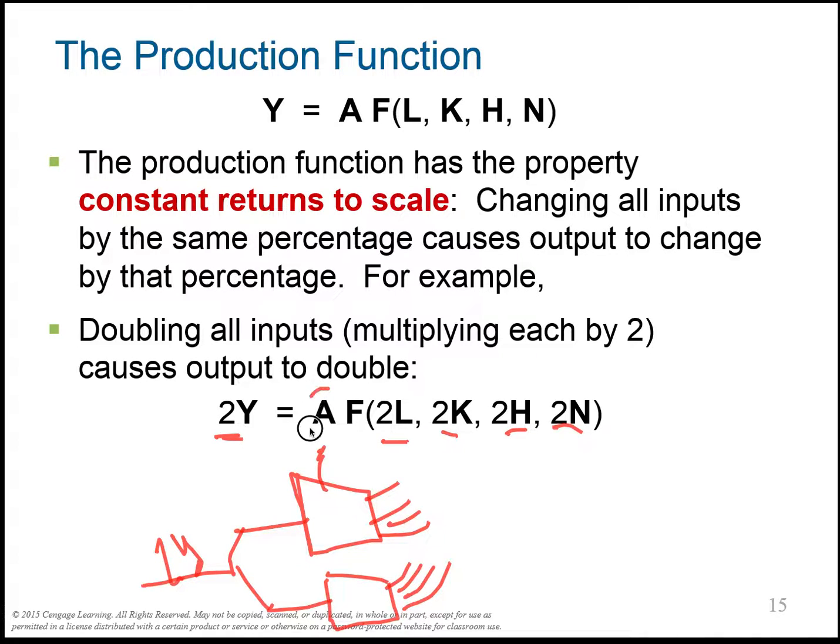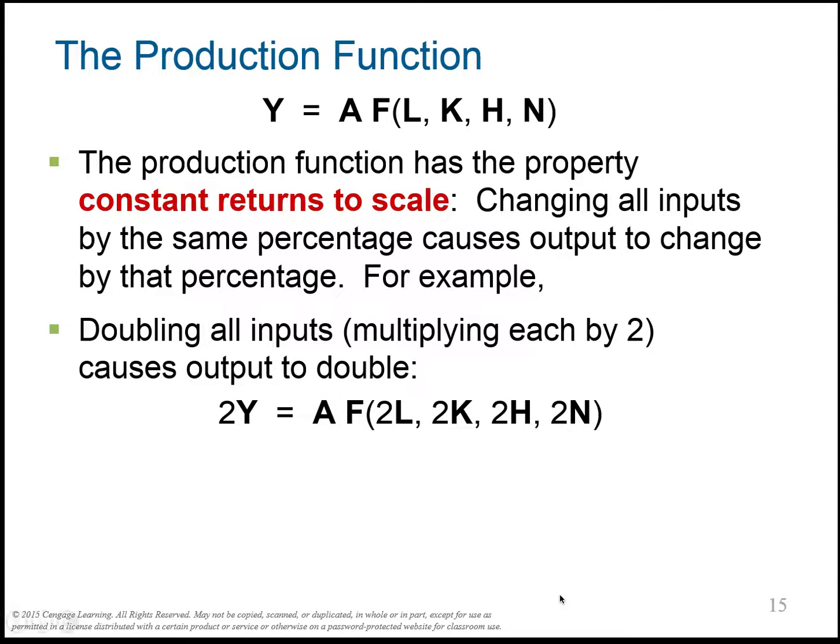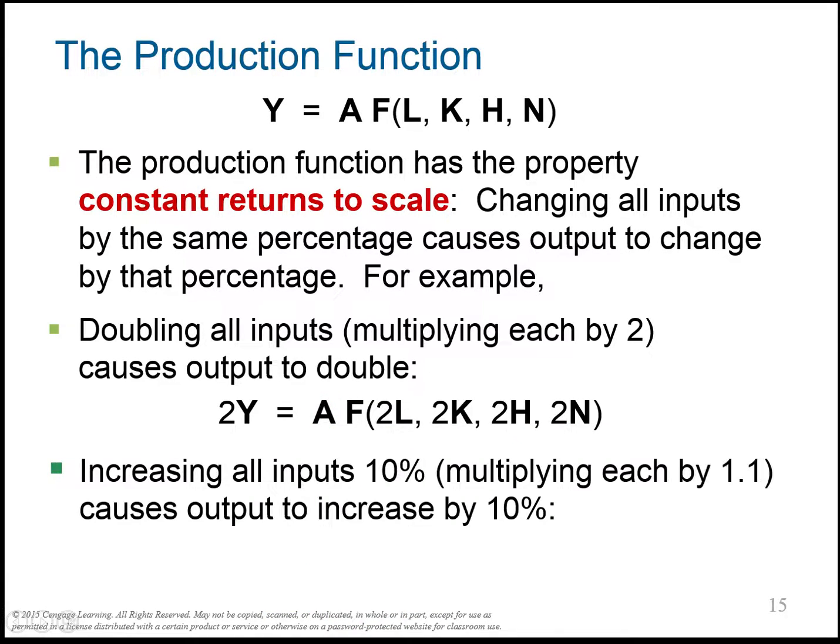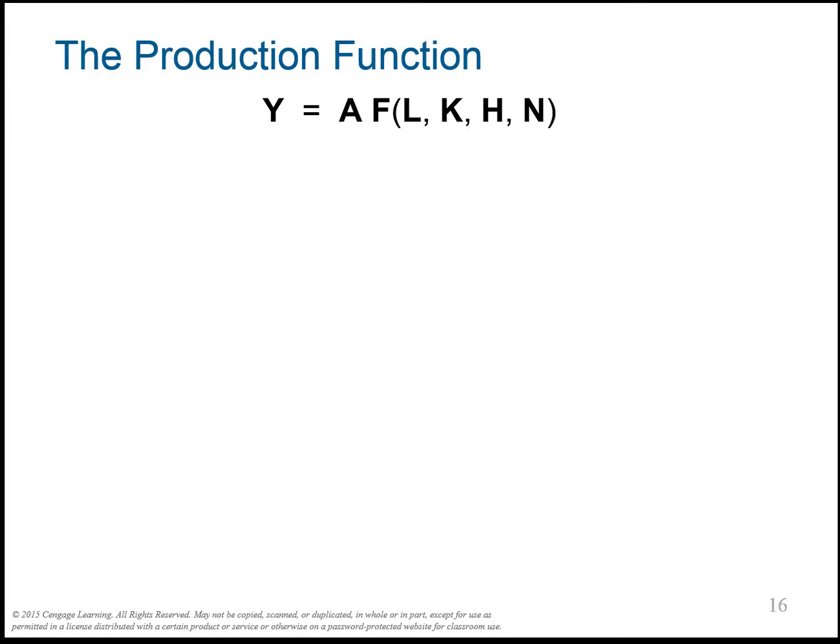Notice that my A does not have to double because it's the same technology going on in here and in here. A technological improvement, remember, would be perhaps trading places for guys that are in here. So same technology, double all of the inputs, and we have double output. Okay. By the same token, we can increase inputs by 10%, or multiply by 1.1, and we have output also increasing by 1.1. Okay, so why do we do this?